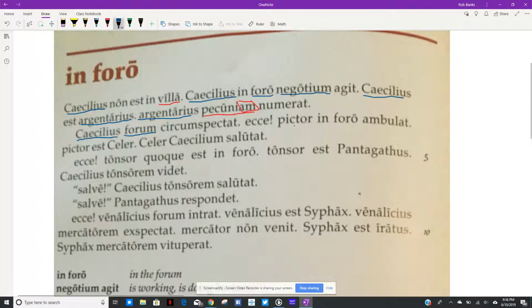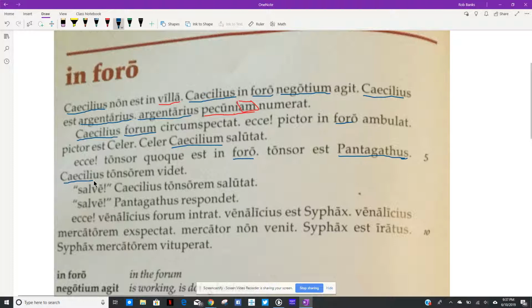Pictor, pictor. That's not second declension, right? Doesn't have US, doesn't have UM. Okay, foro we talked about. Celer again. No, not US, not UM. It's not second declension. Celer Caecilium. Okay. So Caecilium is the accusative of Caecilius, right? That's a second declension. Ecce, tonsor, not a second declension. Quoque est in foro. Tonsor est Pantagathus. Right, this guy's name, Pantagathus, ends in US, so he is second declension. Second declension, nominative singular, US.